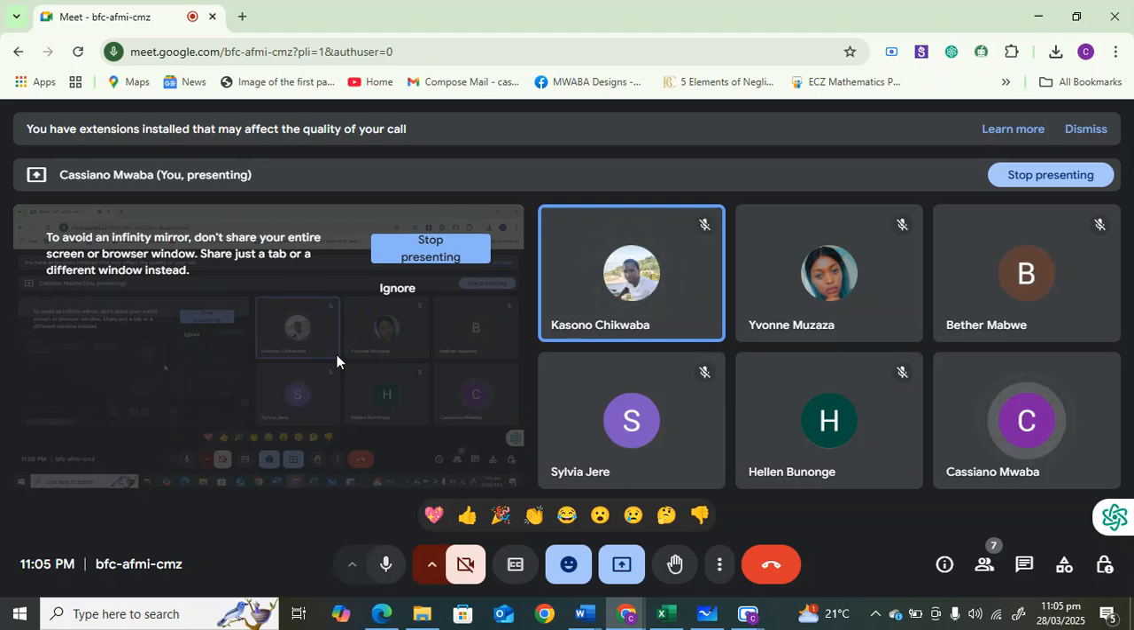Cash discount, you want people to pay you fast. Trade discount, you want people to buy in bulk.